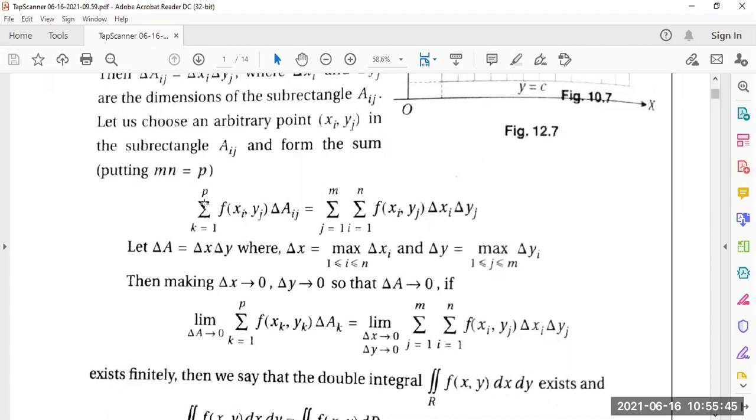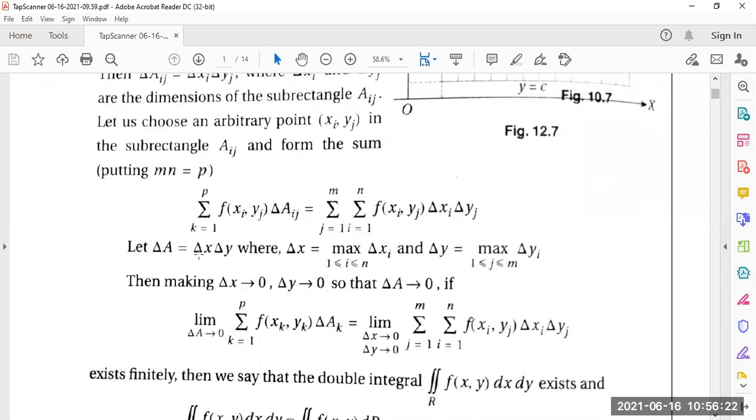If we distribute this, p is equal to m and n, then j equal to 1 to m and i equal to 1 to n. f of xi, yj, instead of delta Aij we can write the product delta xi into delta yj. So we are taking the two summations: summation j equal to 1 to m and summation i equal to 1 to n of f of xi, yj, delta xi, delta yj.